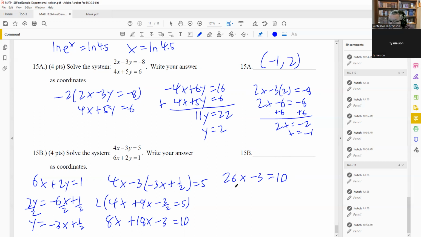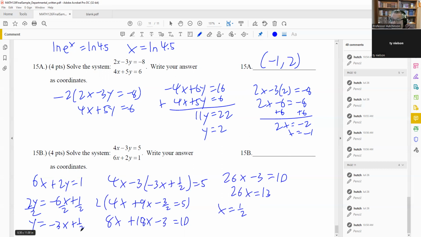We're going to add 3 to both sides. 26x equals 13. Divide both sides by 26, and we get x is equal to 1/2 for the answer. Okay, so that's one part of the answer. That's our x value. But now we want to find the y value.